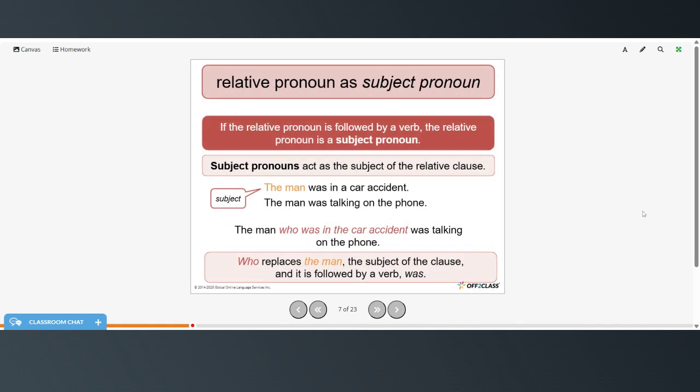If the relative pronoun is followed by a verb, the relative pronoun is a subject pronoun. Subject pronouns act as the subject of the relative clause. The man was in a car accident. The man was talking on the phone. The man who was in the car accident was talking on the phone. Who replaces the man, or the subject of the clause, and it is followed by a verb, was.